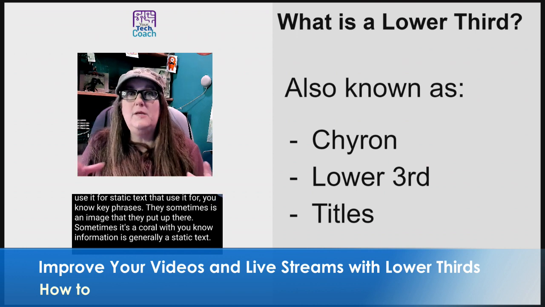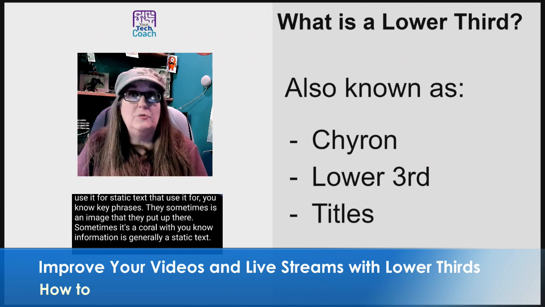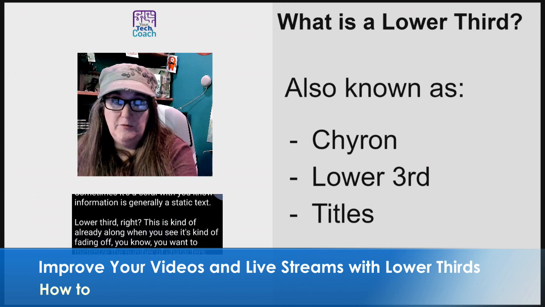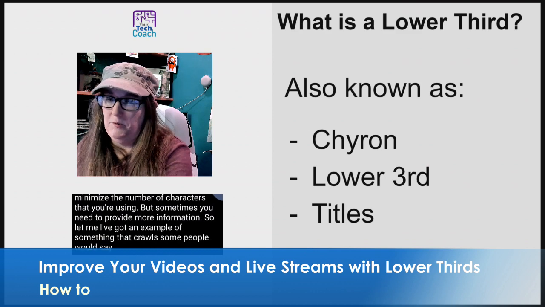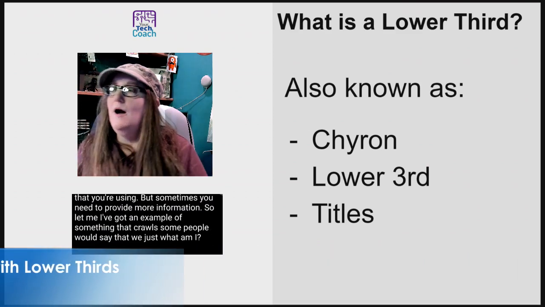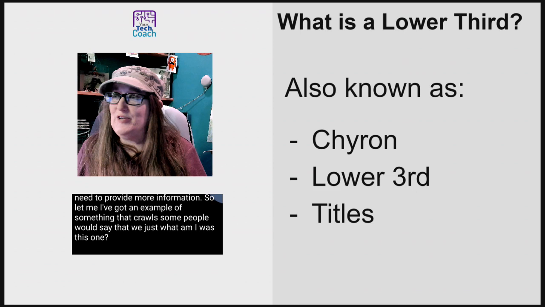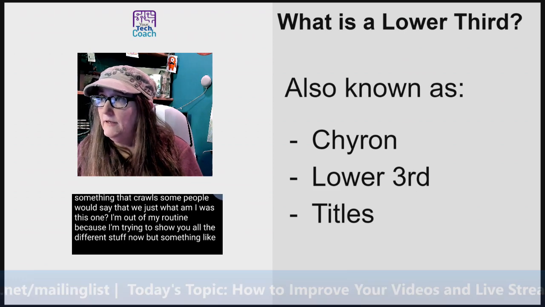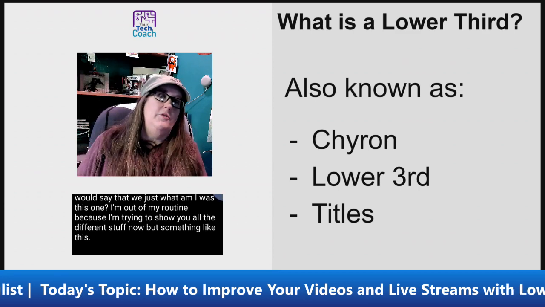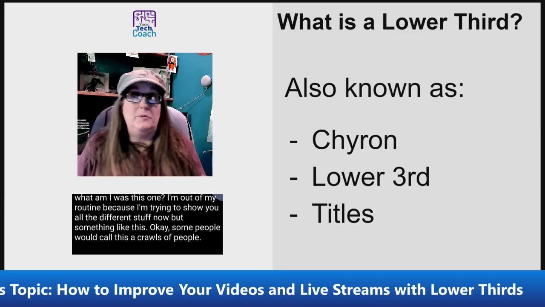You want to minimize the number of characters that you're using, but sometimes you need to provide more information. So I've got an example of something that crawls. Some people would say that, what is this one? I'm out of my routine because I'm trying to show you all the different stuff. But something like this, some people would call this a crawl, some people would call it a lower third, some people see them as the same thing.